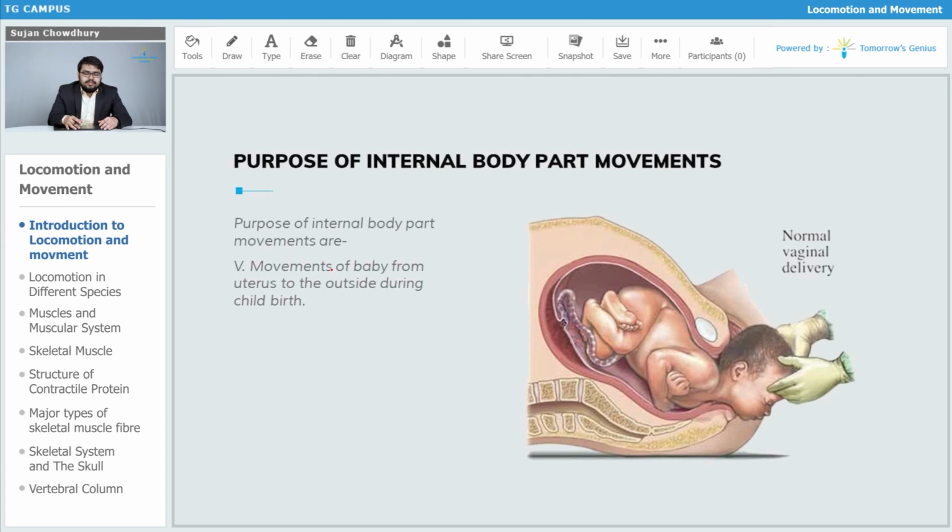Soon after birth of the child, the placenta also comes out, which is no more relevant for the baby. So definitely the childbirth and coming out of the placenta is also an important purpose of internal body part movement.